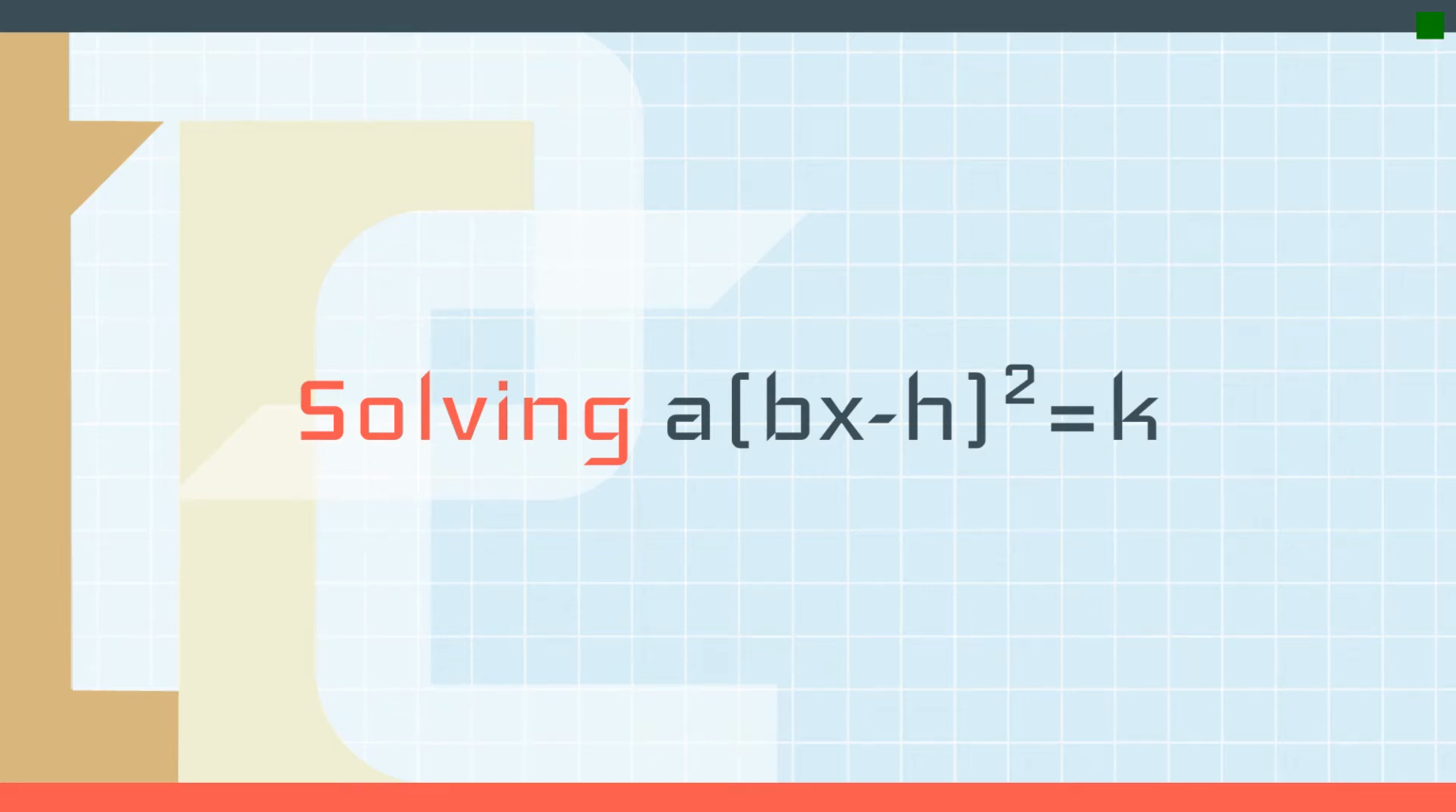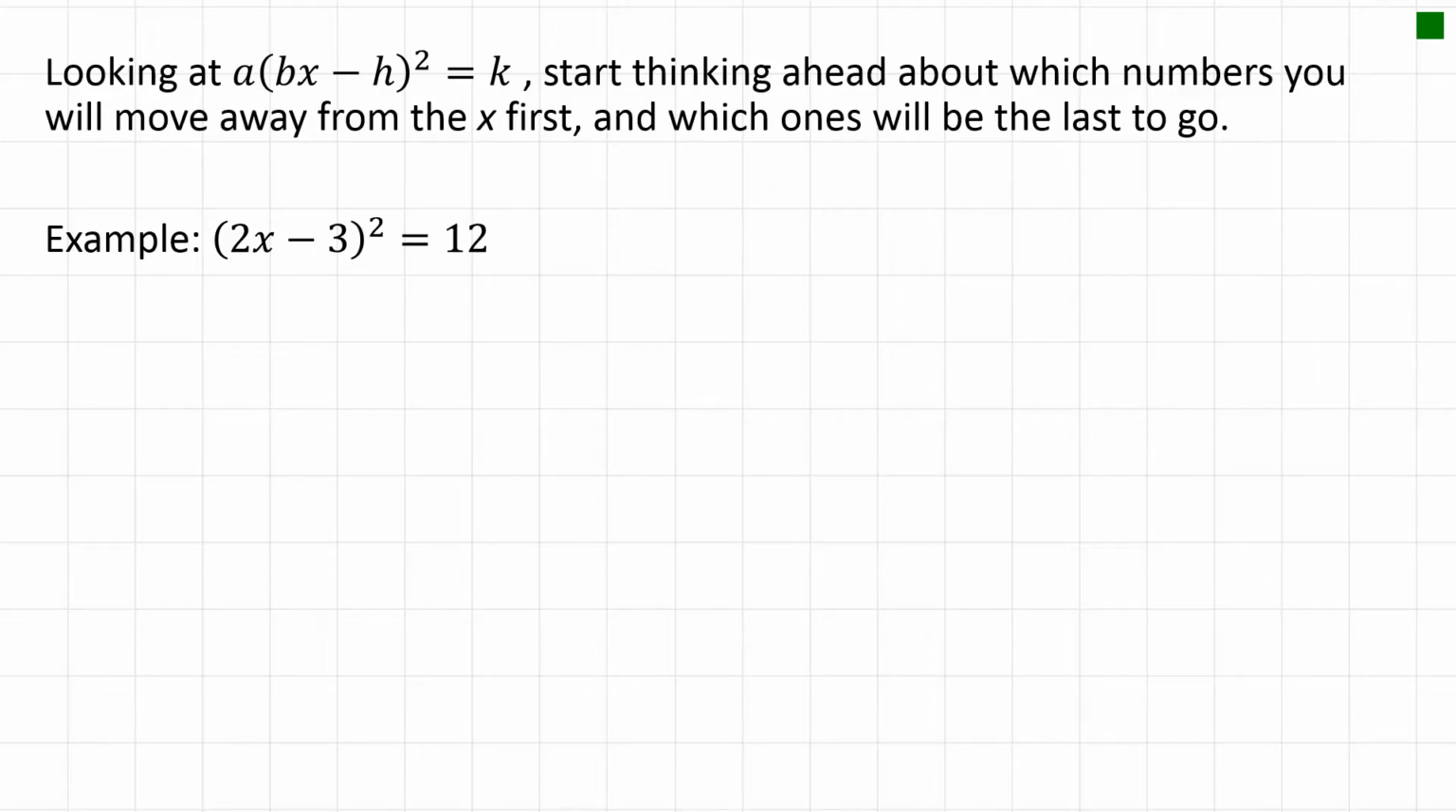Solving equations of the form a times bx minus h squared equals k. So looking at this sort of generic equation, a times bx minus h squared equals k, I want you to start thinking ahead about which numbers you'll move away from the x first, and which ones will have to be the last to go. And we did this previously, but the new addition is this b, which is multiplied by the x. So what are we going to move away first?